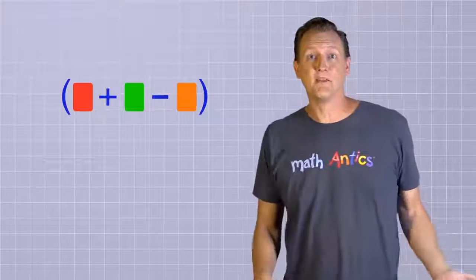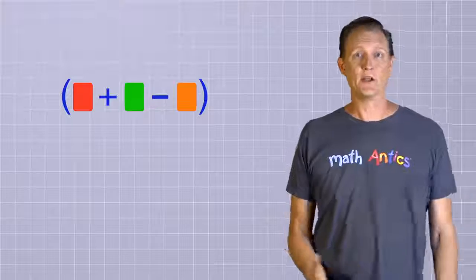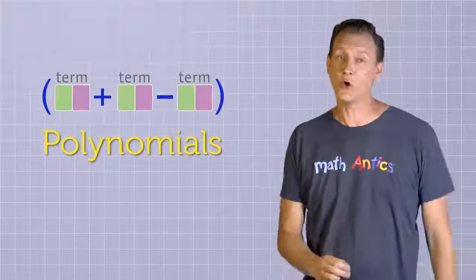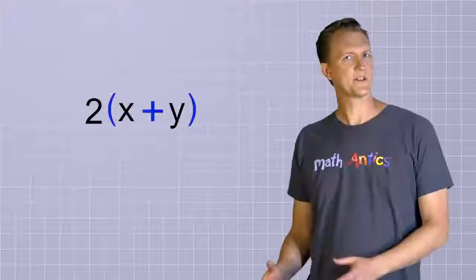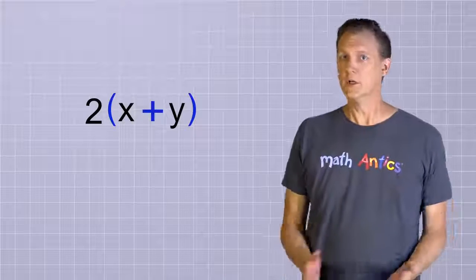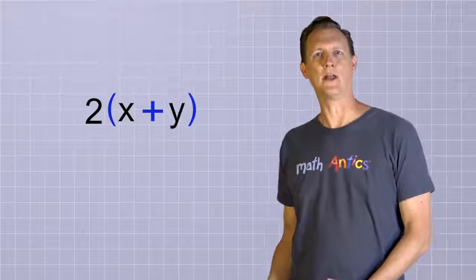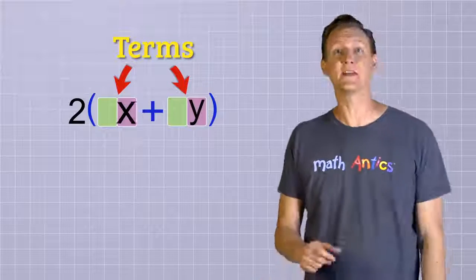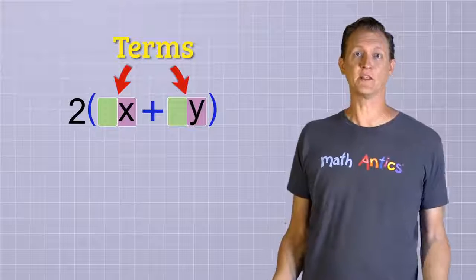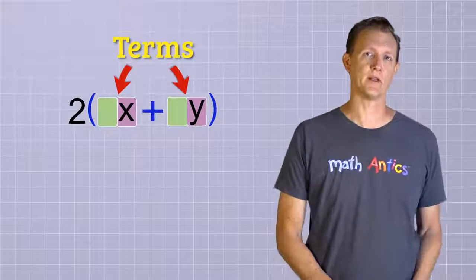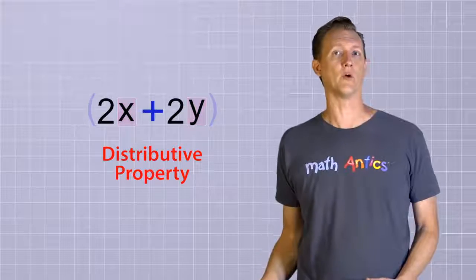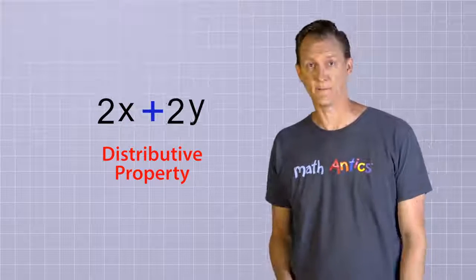Realizing that these groups of things being added or subtracted are really just polynomials will help you see why the distributive property is so useful in algebra. For example, in this simple expression, 2 times the group x plus y, the x and the y are simple terms in the polynomial x plus y. Each of the terms has a variable part, but no number part. And if we apply the distributive property to the group, we get the equivalent form 2x plus 2y.